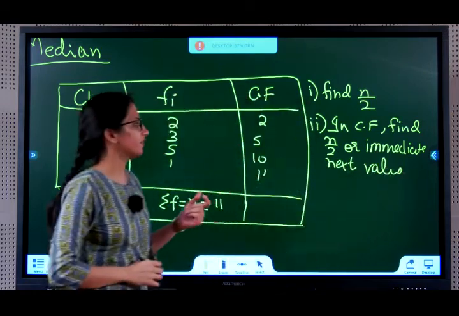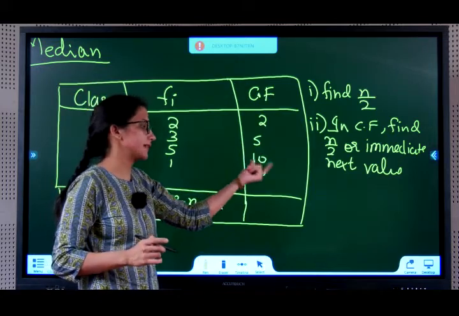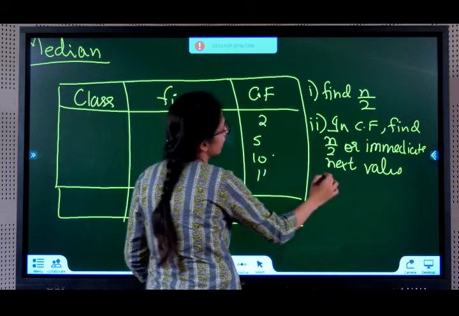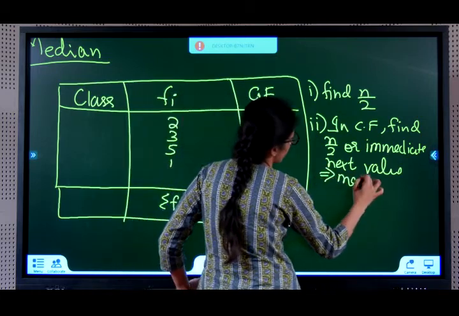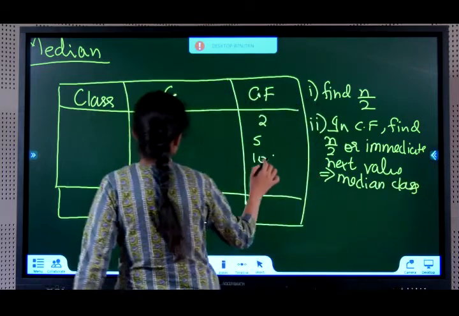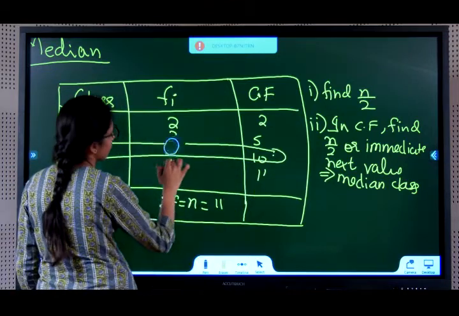Is there 5.5? No. 5 is there but no 5.5. So after 5.5 who comes? 10 is the next immediate nearest value. So this will give you the median class. Once you find the median class, then you can apply the formula.